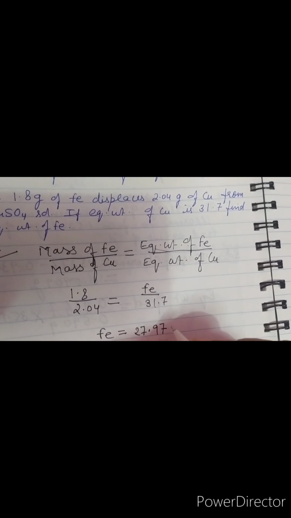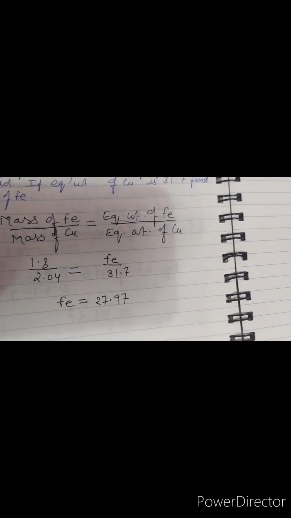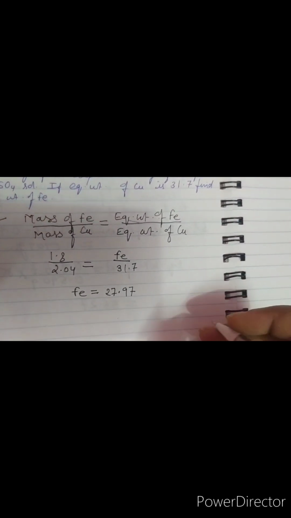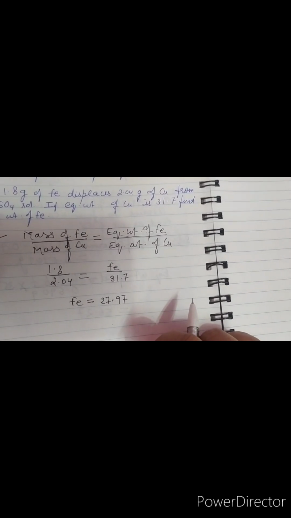So if you calculate it, the equivalent weight of iron will come out to be 27.97. Okay, and in some videos I have written gram, that is equivalent weight expressed in grams is called gram equivalent weight, but basically the equivalent weight is a ratio of the weights, so therefore it is a dimensionless or unitless quantity. So we don't generally write the units in case of equivalent weight, but if it is gram equivalent weight, then we have to write the unit gram.